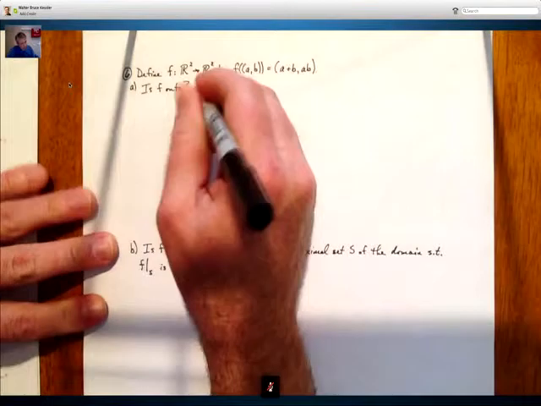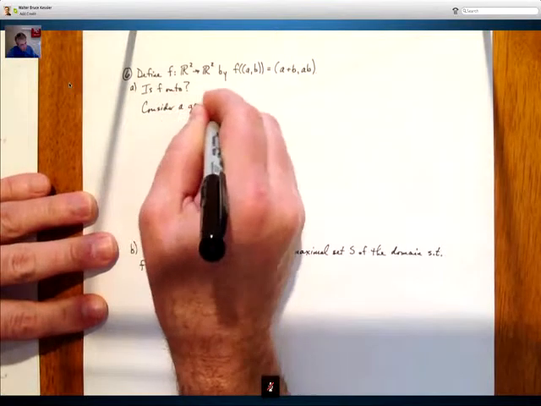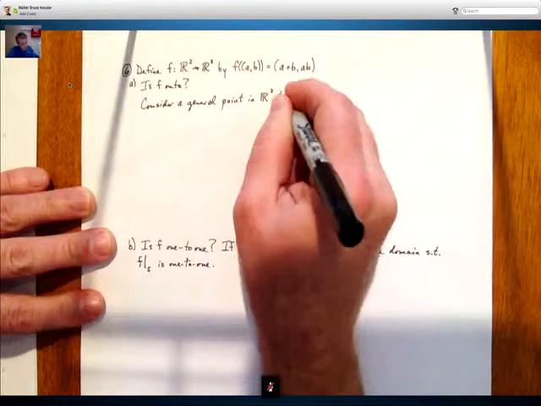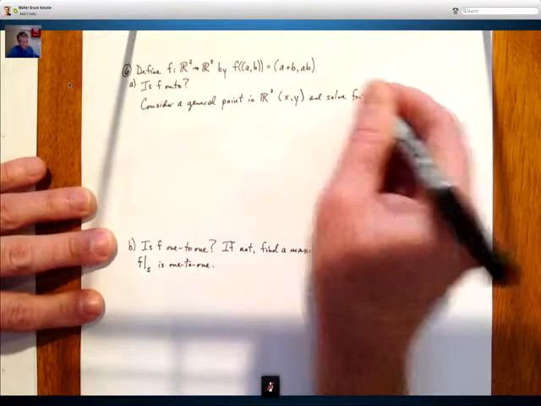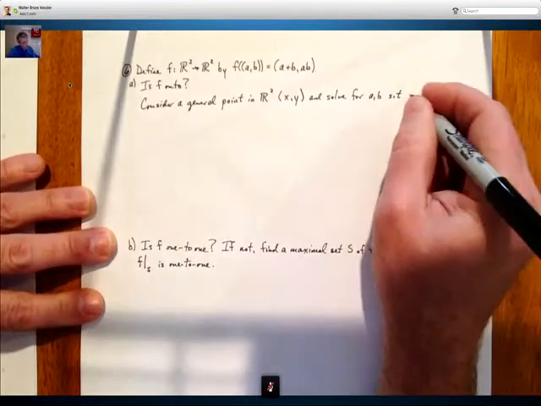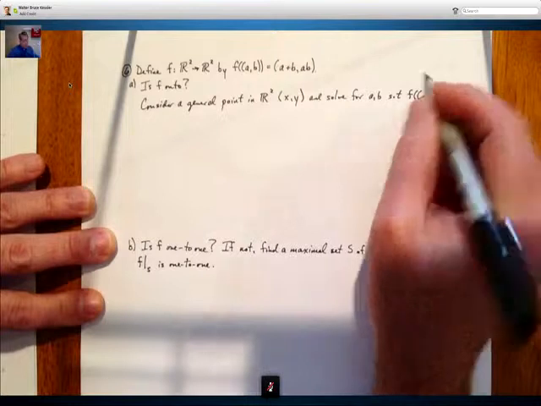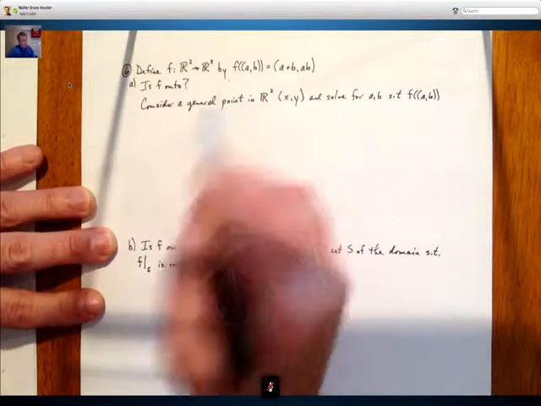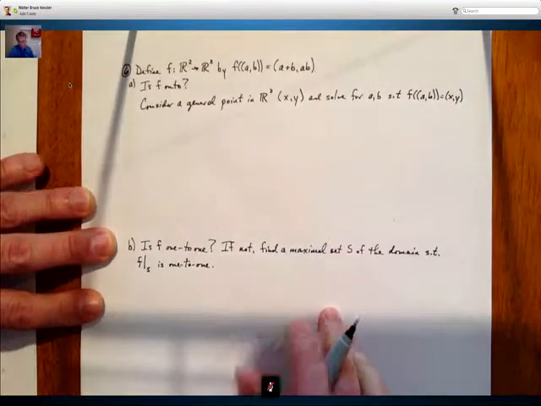All right, well, let's think about this. Let's consider a general point in R2, x, y, and solve for a and b such that, and these have to be real numbers, such that f of (a, b), and it's kind of weird that they're doing the double parentheses, but it's accurate because what we plug into this is a point, but a lot of times when the parentheses are redundant, they'll just drop one set of parentheses, equals (x, y).